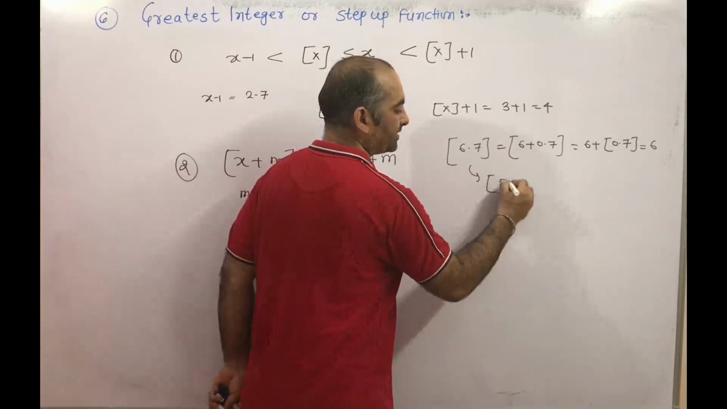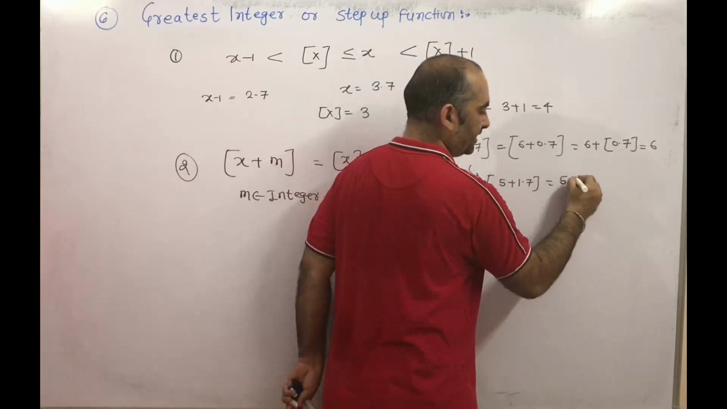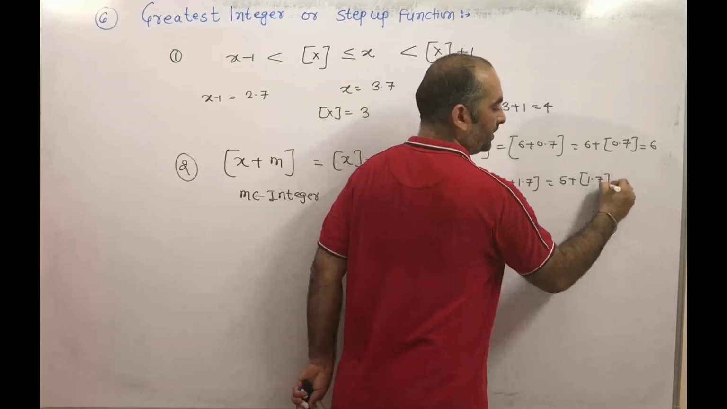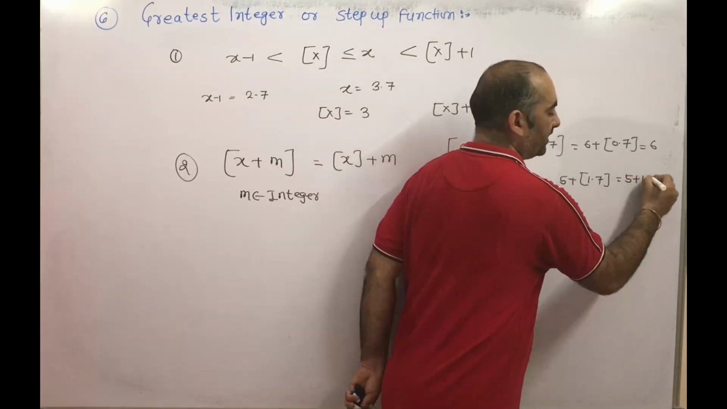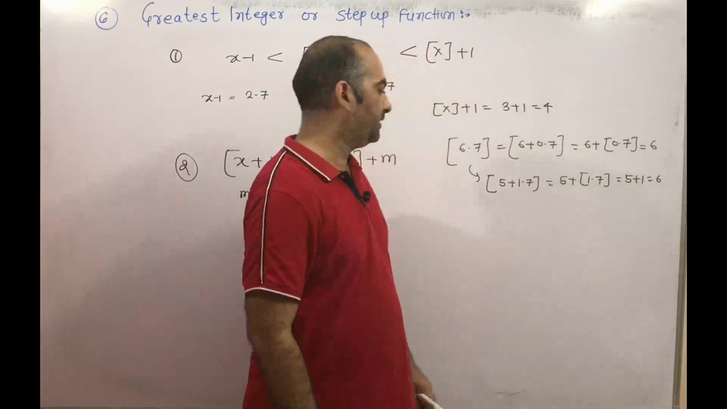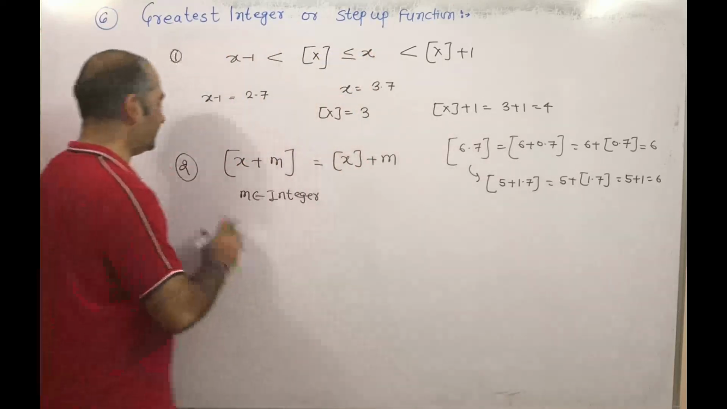We can write it like that also. The greatest integer of 5 plus 1.7. So 5 is an integer, so we can write 5 plus the greatest integer of 1.7. And the greatest integer of 1.7 is 1. So what will come here? 5 plus 1, again we are writing 6. So if we have an integer, we can take the integer outside. So this is the second property.